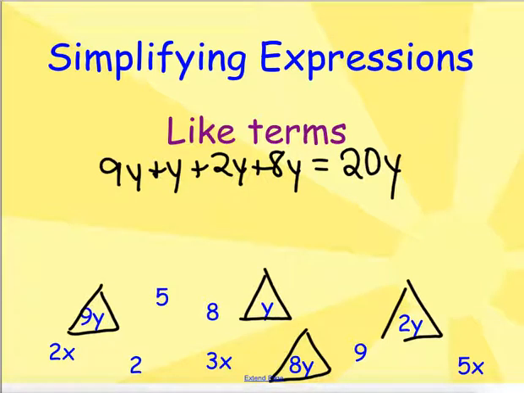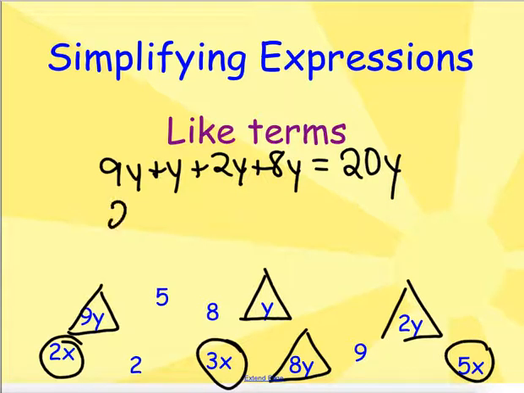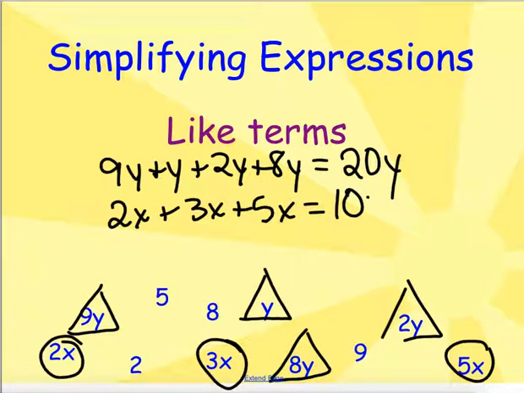Just the coefficient, that number in front. And then I see some other like terms like 2x, 3x, 5x. If I add those together, 2x plus 3x plus 5x, that means that I get 10x.